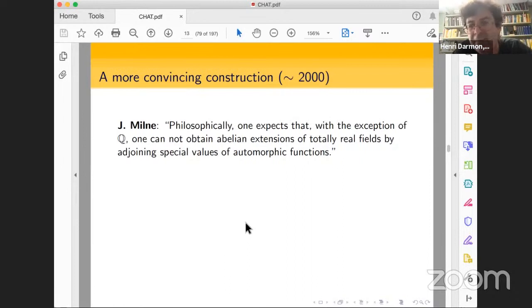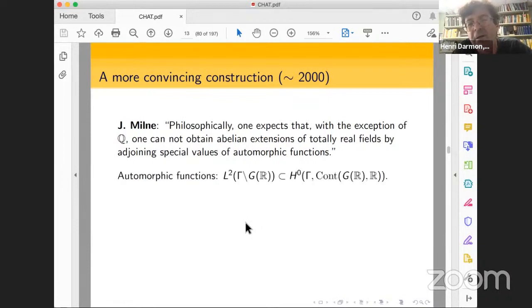So there's a comment that Milne, in his book on complex multiplication, writes. He says, philosophically, one expects that with the exception of the rationals, one can never obtain abelian extensions of totally real fields by adjoining special values of automorphic functions. And I think that's actually true. I believe that as well.